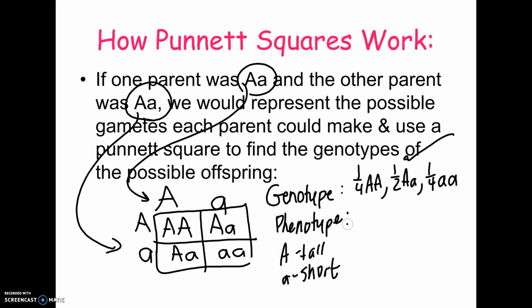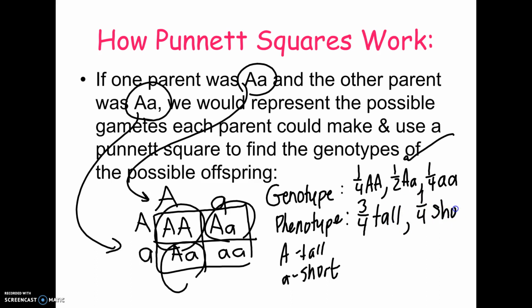What percentage or fraction of those would be tall? I hear half, I hear 3/4, I hear 75, somebody said. It is 3/4 or 75%. If they have at least one copy of big A, they would be tall. So your phenotype would be 3/4 tall or 75%, 1/4 short. So that's how you do Punnett Squares.